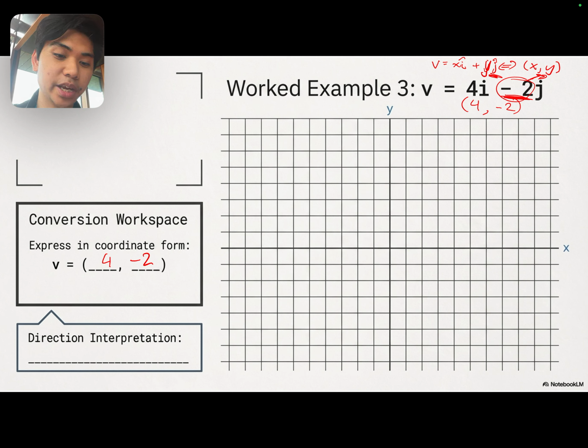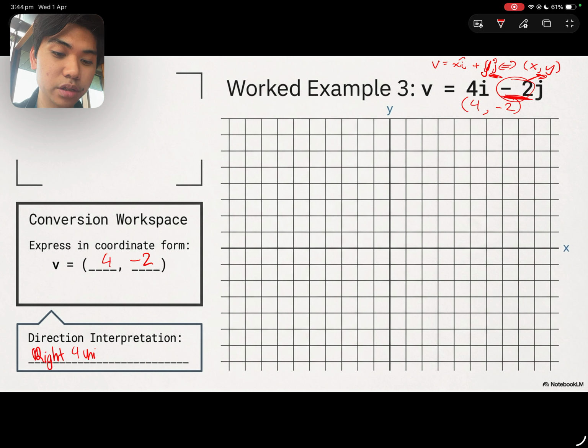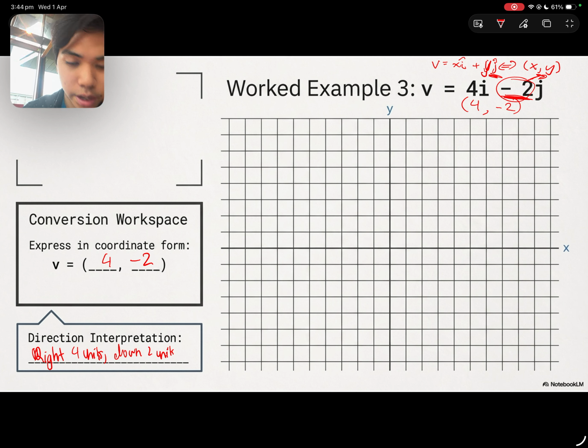And our direction interpretation is going to be to the right, or in the positive x direction, 4 units, and then in the y direction down, or negative, so down 2 units. I'm going to do that 1, 2, 3, 4, and then down 2. That point there is 4 comma -2, and that vector is vector v equals 4i minus 2j.